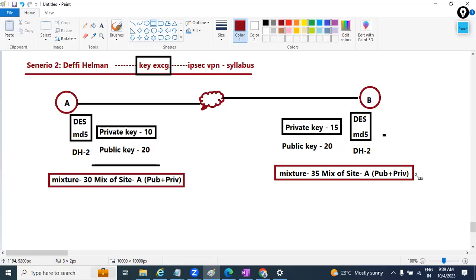Diffie-Hellman: 2 small, 5 more, 10 more. That is the size of the keys. So that defines the size. Diffie-Hellman group defines the size of the keys there. So the mixture of A is 30 and this is 35.